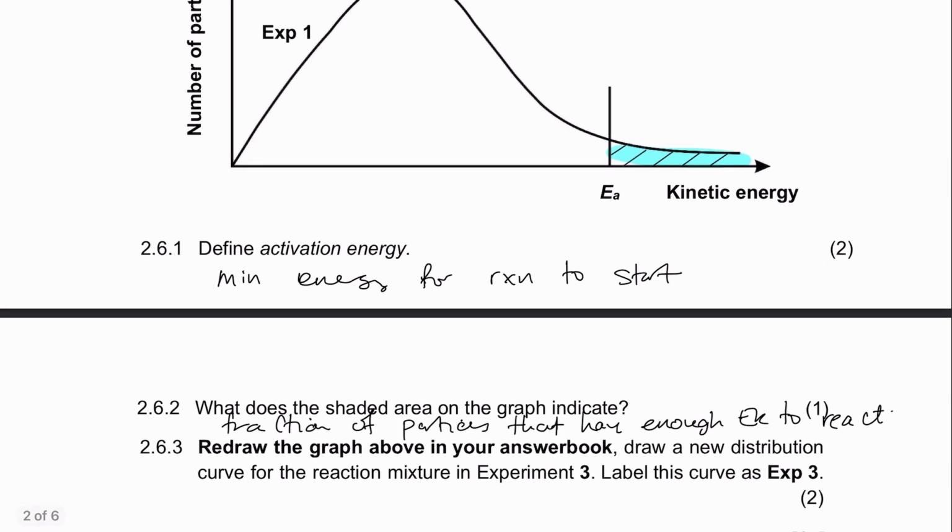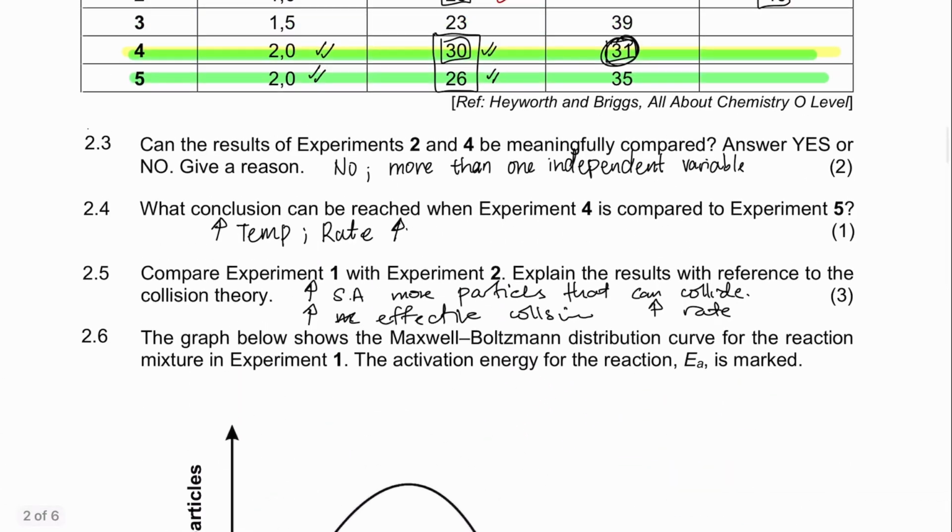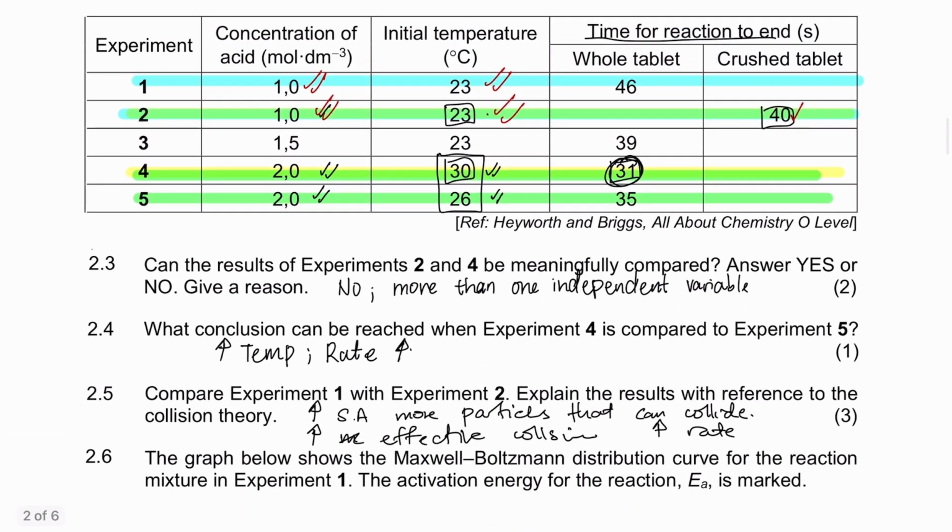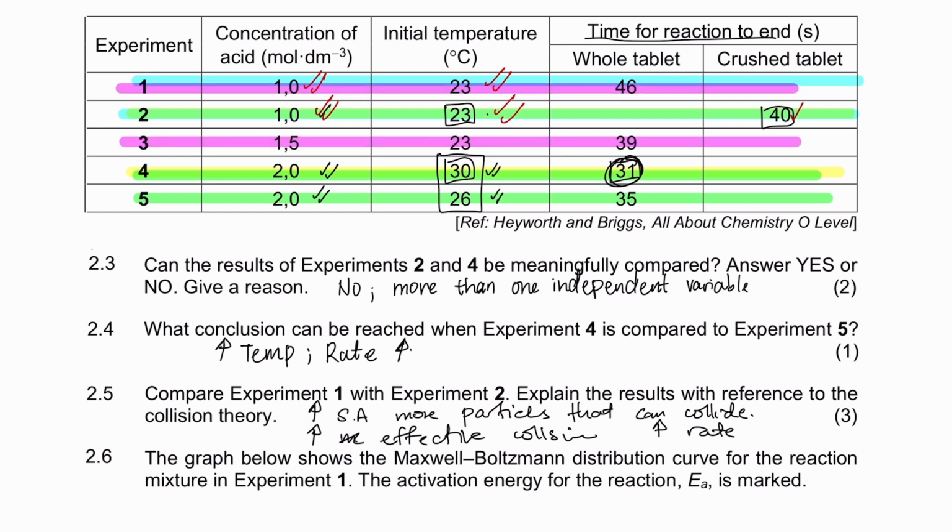Question 2.6.3, redraw the graph. Draw a new distribution curve for the reaction mixture in experiment 3. Label this curve experiment 3. So we need to compare 1 and 3. So 1 and 3. So the difference between 1 and 3 is that 1 had a lower concentration than 3.